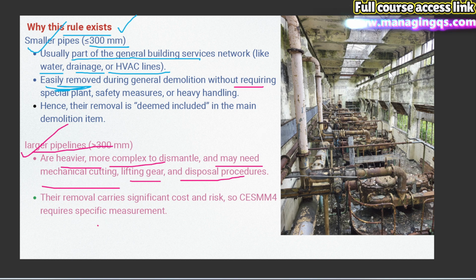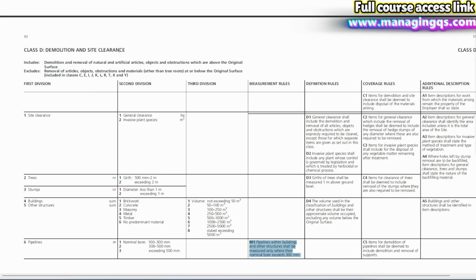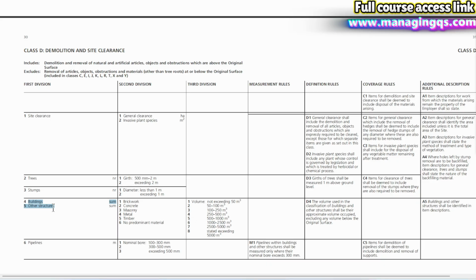Hopefully you understood this concept. In the CESMM, if you are going to demolish or clear a pipeline inside a building, you should consider whether the diameter is above or below 300 millimeters. Above means we consider it as pipeline demolition. Below means we consider it as building or other related demolition.